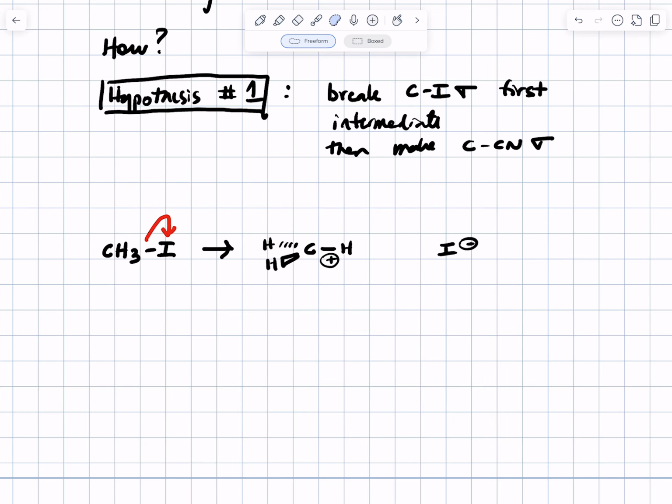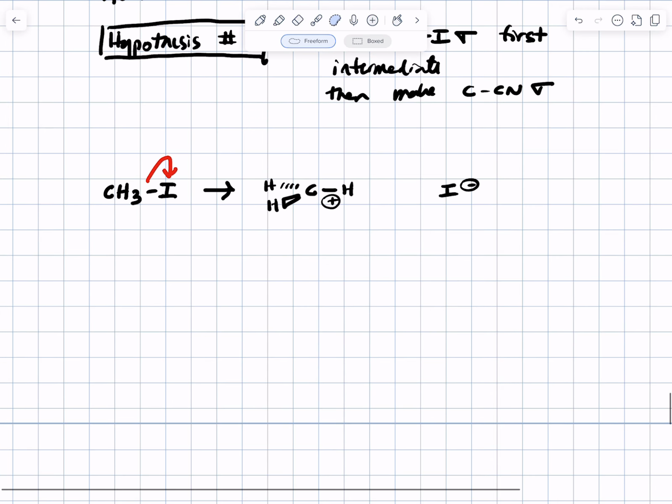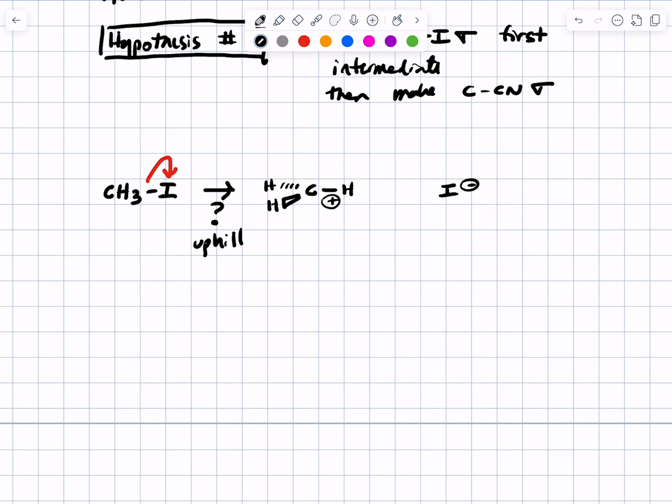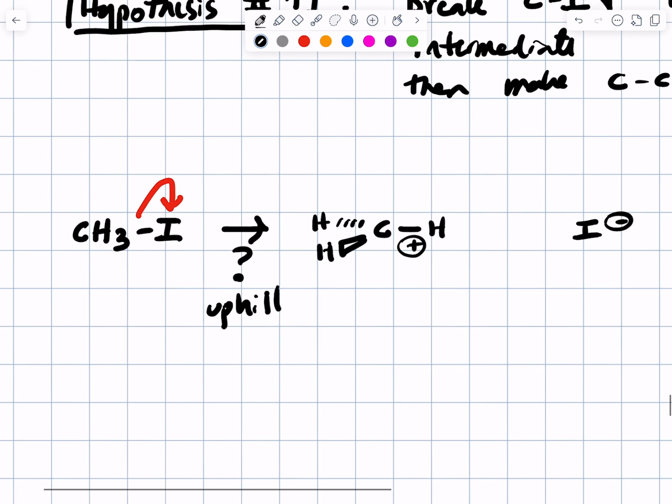Now, right now, based on what you already know, you can tell me whether you predict that step to be uphill or downhill. Just look at what we did. We broke a bond. We didn't make a new bond yet. So is that uphill or downhill? That's very uphill. That should be unfavorable, right? That's going from a lower energy starting material to a higher energy product.